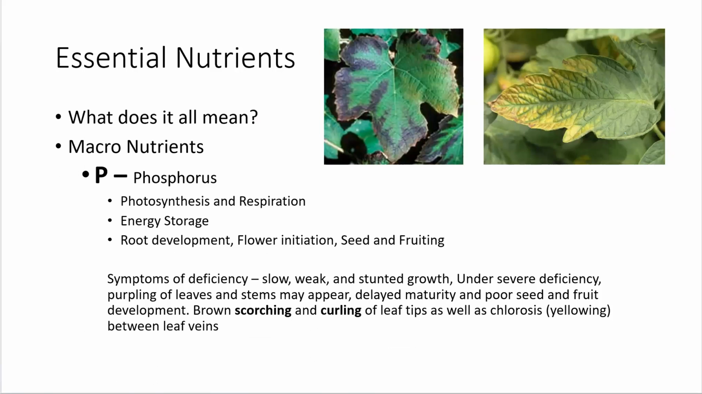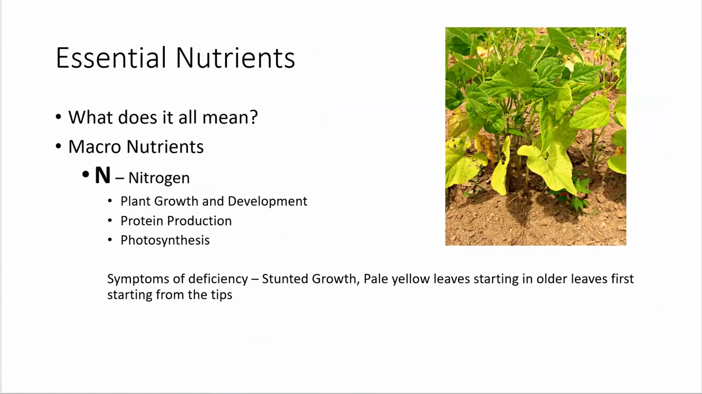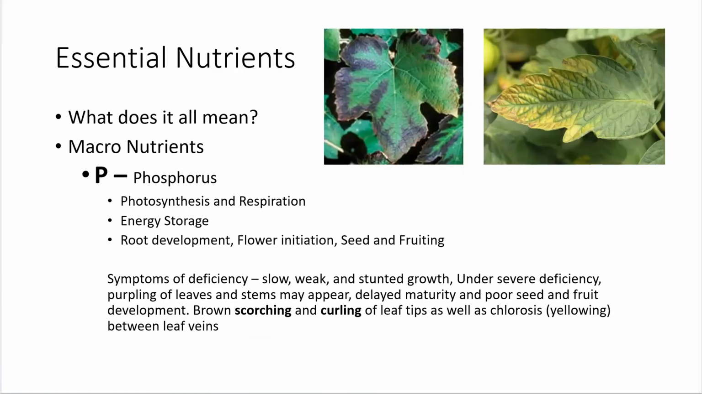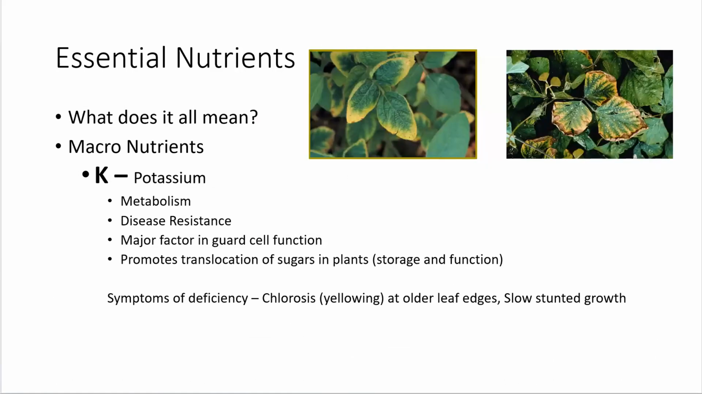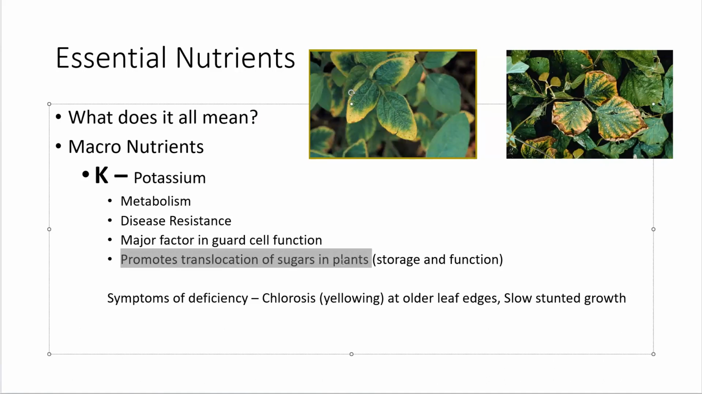Okay. So the reason that in early fall we'd be looking to have lower nitrogen and higher phosphorus and potassium is primarily because phosphorus plays an active role in energy storage and root development. Okay. And potassium promotes translocation of sugars in plants, storage and function, and disease resistance.